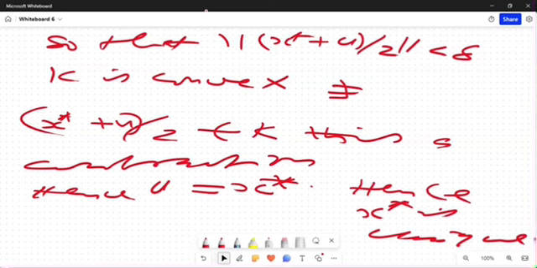The next theory we'll be looking at is what we call the Jordan-von Neumann theory.